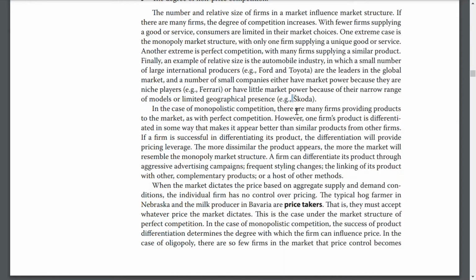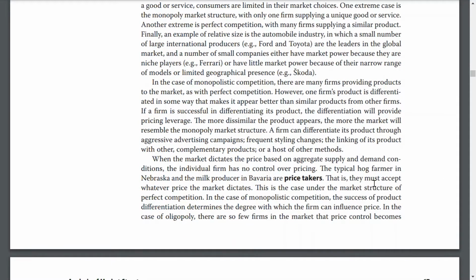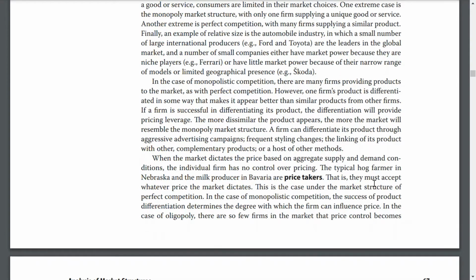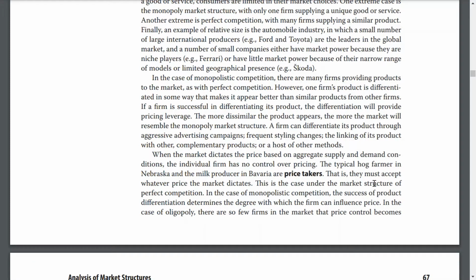In the case of monopolistic competition, there are many firms providing products to the market. As with perfect competition, however, one firm's product is differentiated in some way that makes it appear better than similar products from other firms. If a firm is successful in differentiating its product, the differentiation will provide pricing leverage. The more similar the products appear, the more the market will resemble the perfect competition structure. A firm can differentiate its product through aggressive advertising campaigns, frequent styling changes, the linking of its product with complementary products, and a host of other methods.